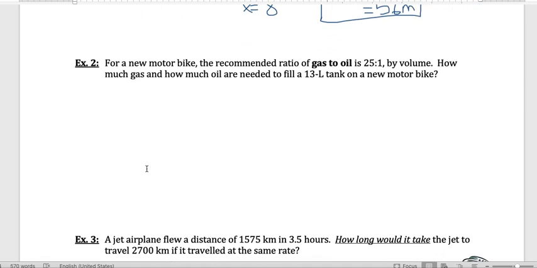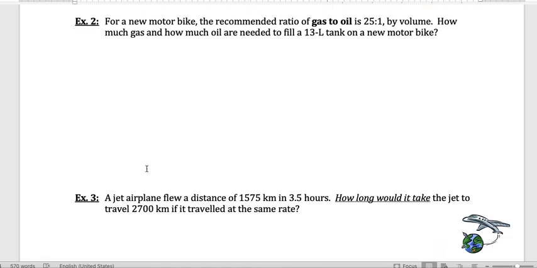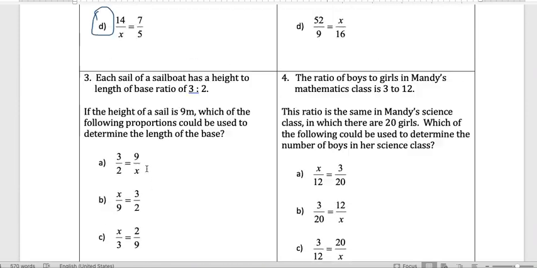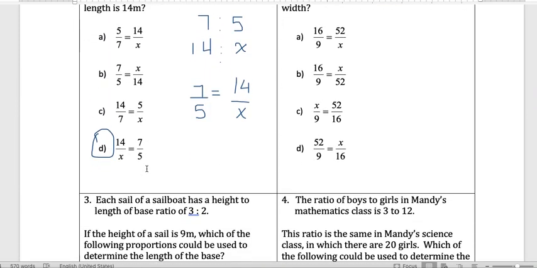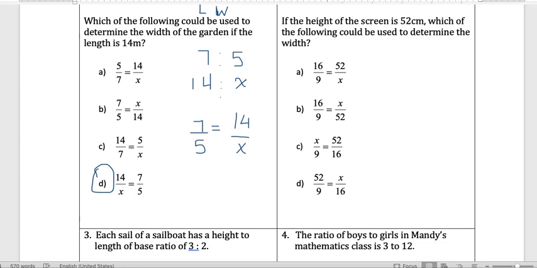Just work on these questions, guys. And if you have any questions about example 2 and 3, as well as these questions from part of the lesson, just send them to me and we'll work through them.